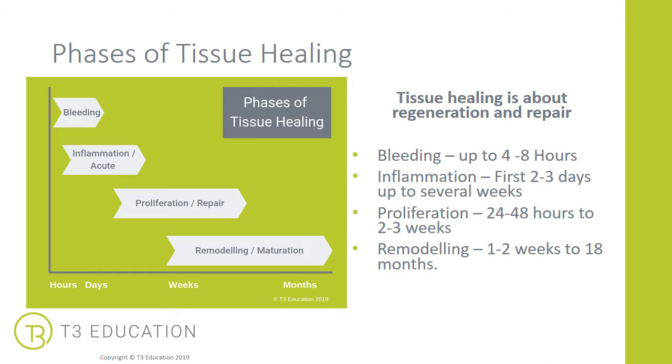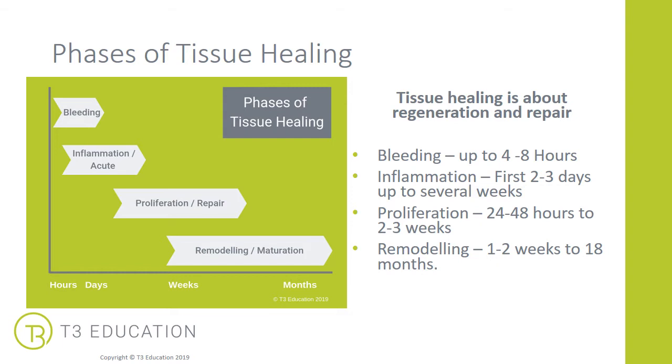This slide is just an overview of the four stages or phases, and we'll break each one down individually. But let's have a quick look at the time frames. So the first one is the bleeding phase, the very initial stage after injury, and that lasts for 4 to 8 hours depending on the client and the injury. The next phase we have is the inflammation phase, which happens around the first 2 to 3 days and can continue up to several weeks after injury.